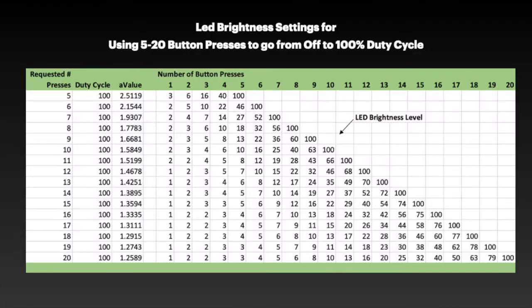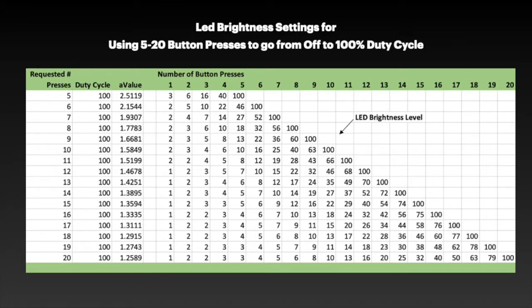So I found this all very interesting, and as I was trying to make this program work correctly, I ended up making this table to help me see what the correct A value would be for a certain number of requested presses, and then what the LED level would be for each button press as I went up to 100% duty cycle.